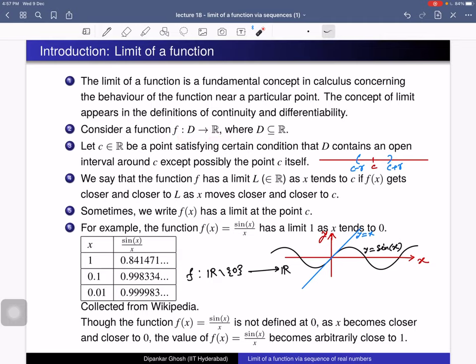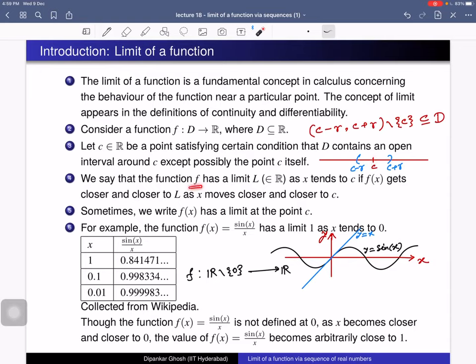And then you consider a point C. It should satisfy a certain condition: D contains an open interval around C, except possibly the point C itself. So D should contain these. That should be the condition. Then we can talk about the limit of this function f at the point C. So what should be the condition? That your domain D should contain an open interval around this point C except possibly the point C itself.